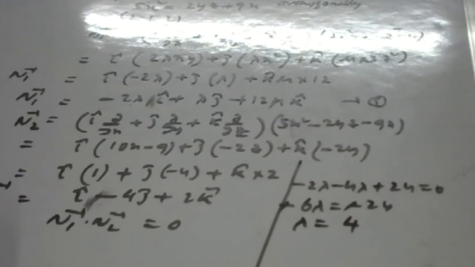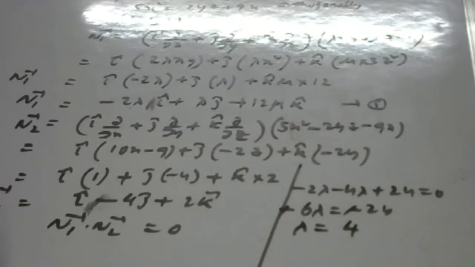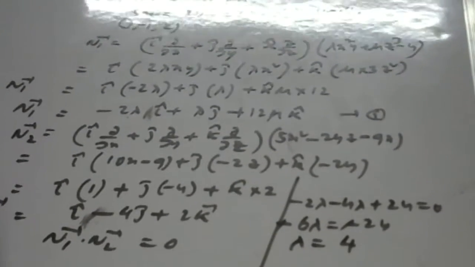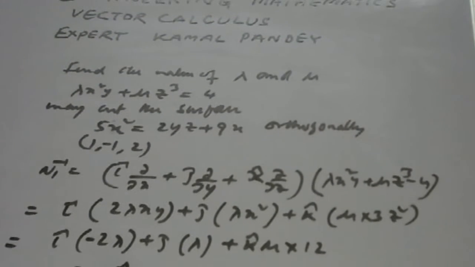Next part, we have to calculate the value of mu. We can calculate the value of mu from the first equation. From the first equation, substituting the value of the point, we have the point.